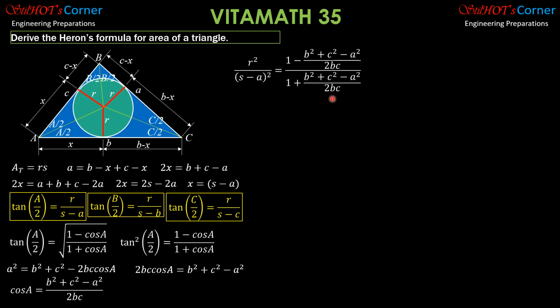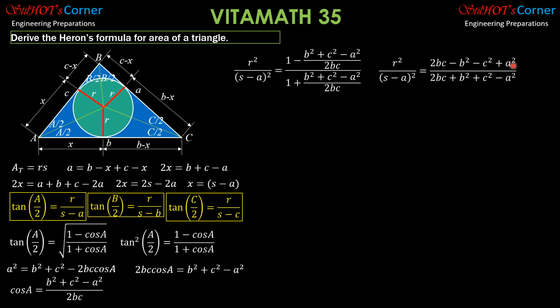Then, simplifying, cross-multiplying, take note that 2bc can be cancelled. So we have 2bc minus b squared minus c squared plus a squared, all over 2bc plus b squared plus c squared minus a squared. So take note that 2bc is cancelled because the numerator has 2bc in the denominator, as well as the denominator has 2bc in its denominator. So we just cancel that.